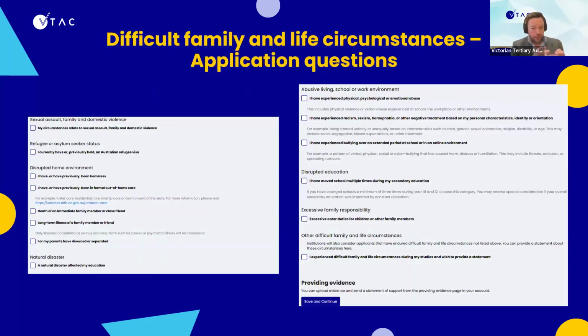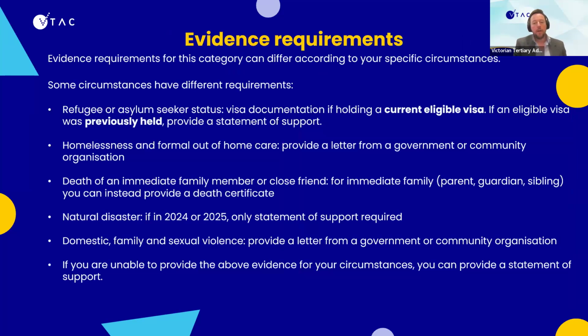You'll be prompted through this area as it asks a wide range of questions about circumstances ranging from disrupted education, assault, refugee or asylum seeker status, natural disaster, and more. Your evidence requirements will differ according to your circumstances, but you'll be notified during the application. Many will require an impact statement and statement of support, but not all.